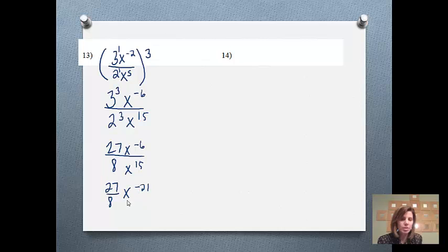And then since this is a negative, it belongs down on the bottom with the 8. So my final answer will be 27 over 8x to the 21st power.